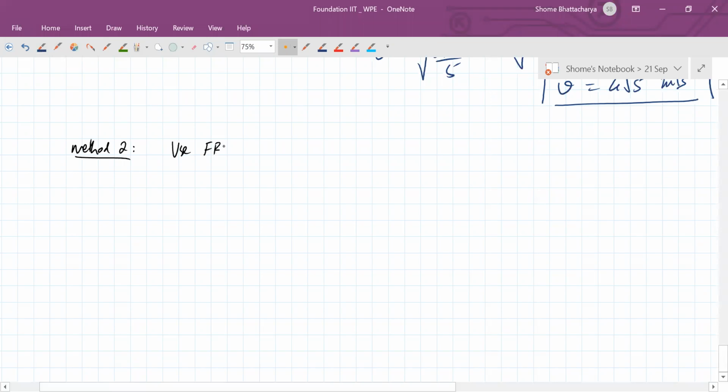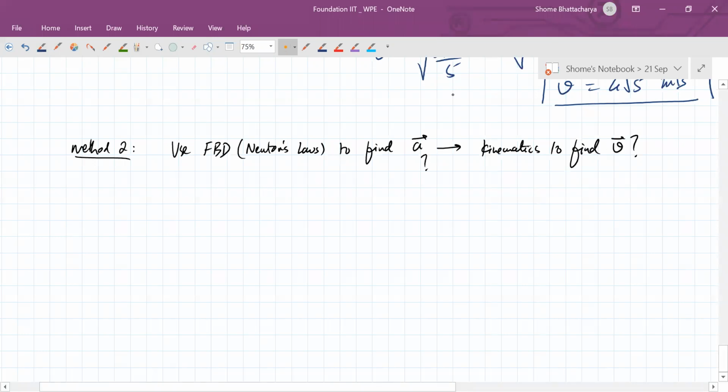Use the free body diagram, Newton's laws, to find acceleration, and then kinematics to find velocity. So it's a two-step process. So that is why it is avoidable. We should not use it here. Okay. But anyway, let's just quickly make a run through of it.